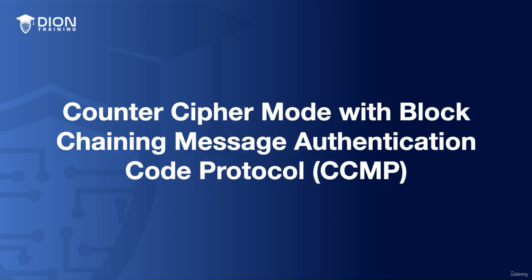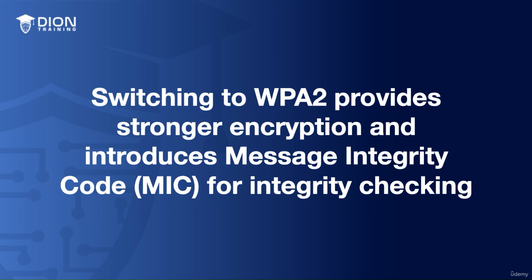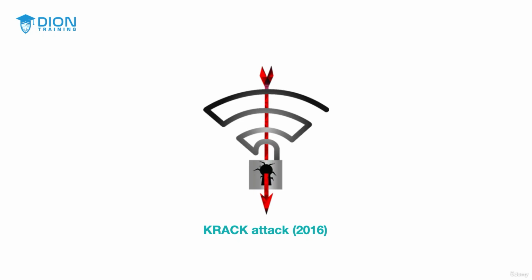The real name for CCMP is the Counter Cipher Mode with Blockchaining Message Authentication Code Protocol, but most people simply refer to it as CCMP in the real world. By shifting to WPA2, we receive not only stronger encryption, but also a new integrity checking feature called the Message Integrity Code, or MIC. However, despite these advancements, WPA2 eventually showed vulnerabilities as well, such as with the KRACK attack in 2016, which demonstrated that even the most robust security protocols can become susceptible to threats over time.